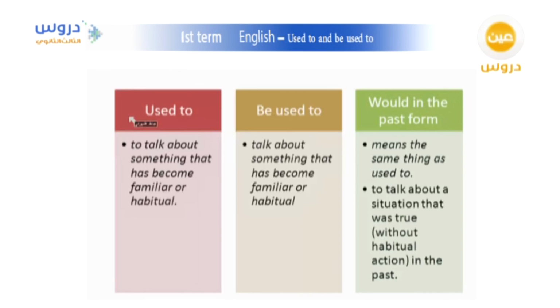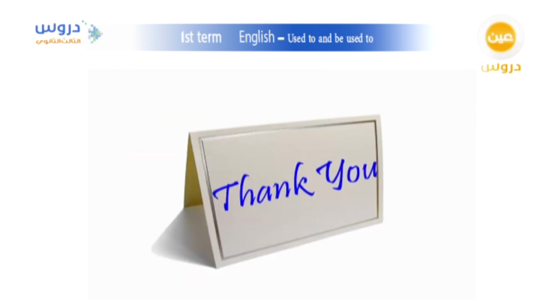Now we come to the conclusion. We just explained in this class the use of used to, and also the use of be used to, and the use of would in the past form. With used to, we talk about something that has become familiar or habitual, and with be used to, we talk about something that has become familiar or habitual. Would in the past form means the same thing as used to, to talk about a situation that was true without habitual action in the past. So this is the summary of our class.